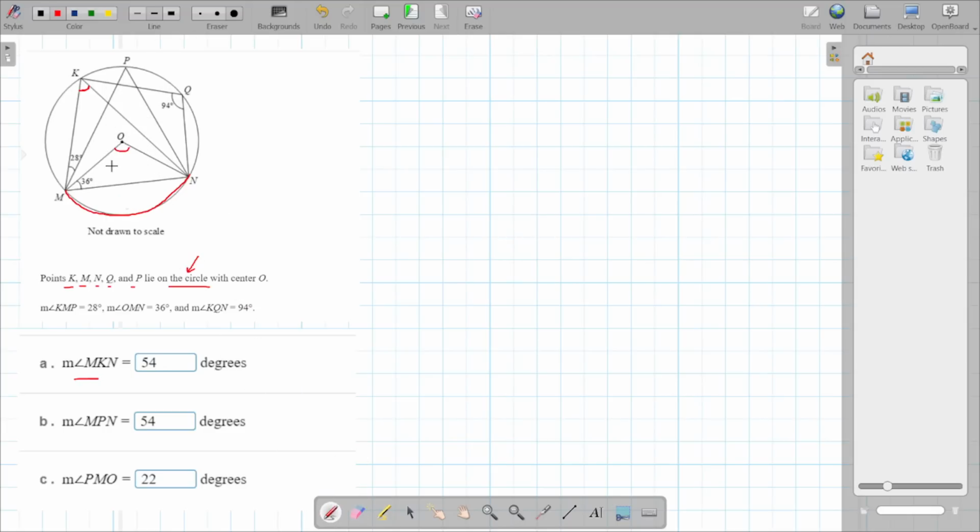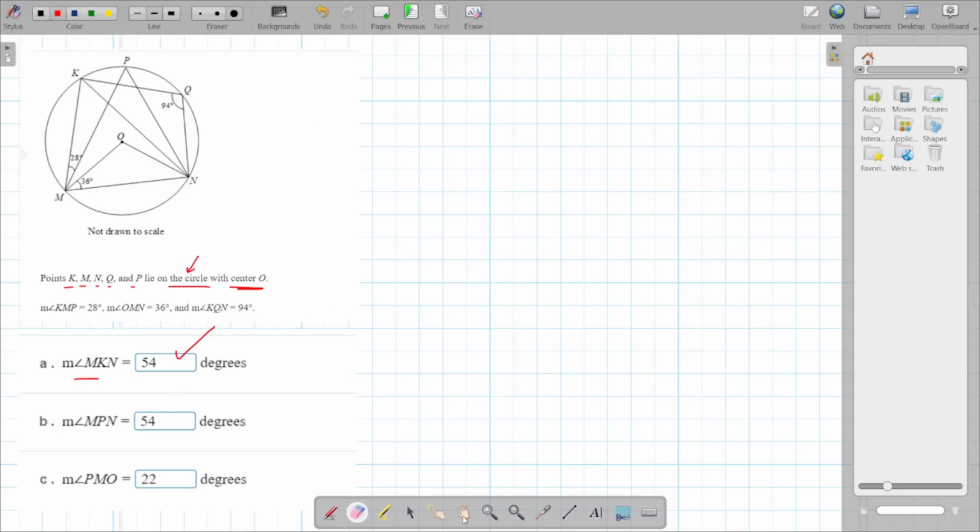I want this angle here. We can see that this angle is part of this triangle over here. Remember they said O is the center. So that means this is a radius and this is a radius. So that means this is isosceles. That means if this angle is 36, this as well is 36. And if these two are 36, that means this one will be 108, because all angles in a triangle add up to 180. So if this is 108, that means this arc is 108. And this angle inscribes it, so it's half of this arc. Half of 108 is going to be 54. So that's why MKN is 54.